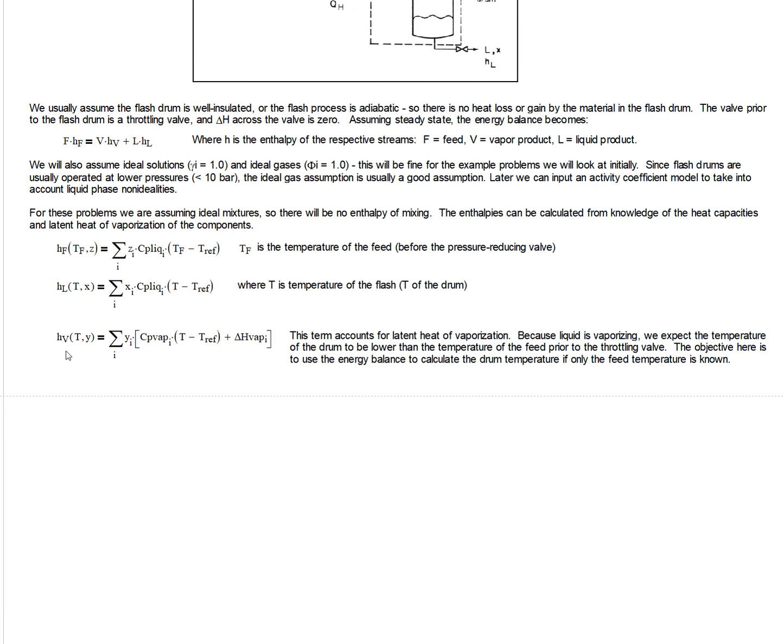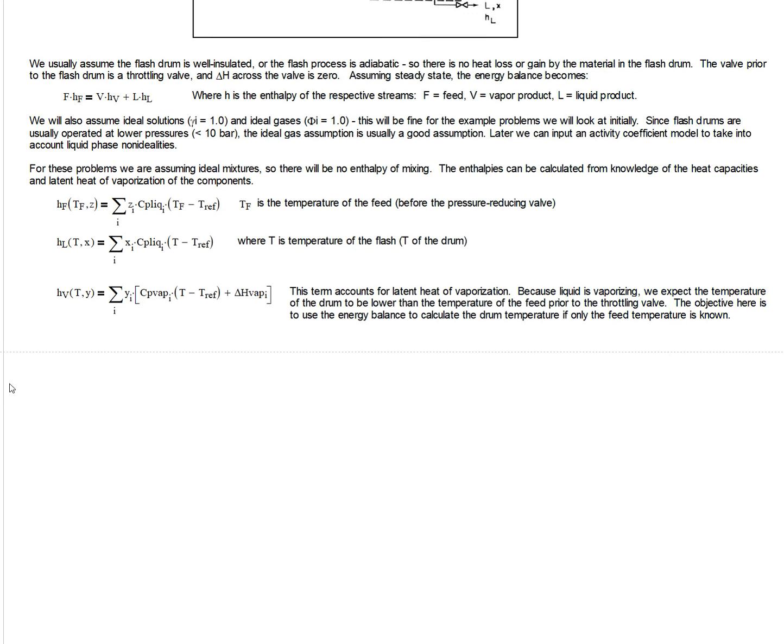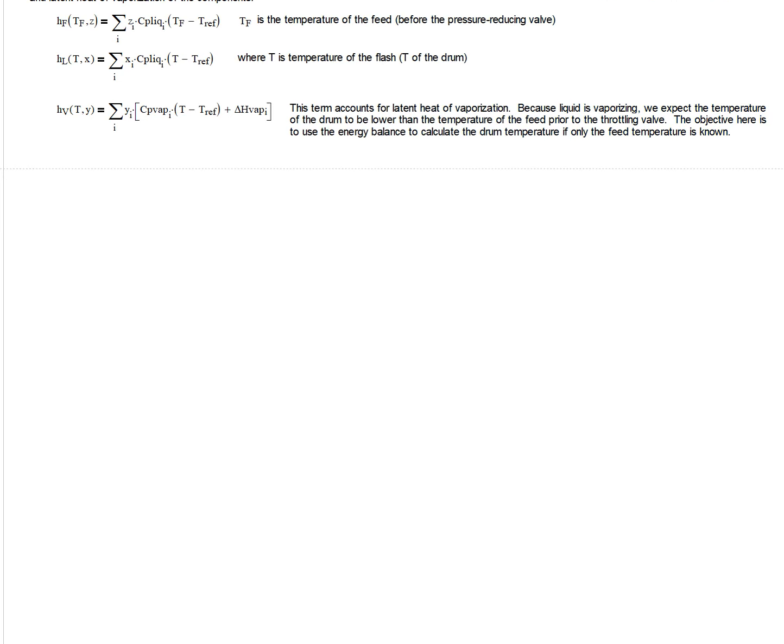So for our overall energy balance, we just substitute each one of these terms into this overall energy balance, and that will give us our final energy balance equation. Now, moving on to a problem.